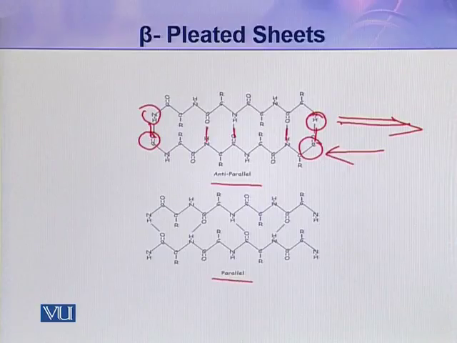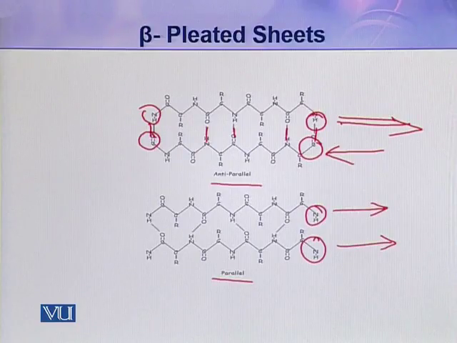If we see the parallel beta pleated sheet, you can see amino group, amino group. Both are on the same side. So the direction of these polypeptide chains is parallel. Look at the difference between the hydrogen bonding in anti-parallel and parallel beta pleated sheets. The hydrogen bonds are comparatively straight in anti-parallel beta pleated sheets, while they are slightly distorted in parallel beta pleated sheets. That's why anti-parallel beta sheets are more stable as compared to parallel beta pleated sheets.